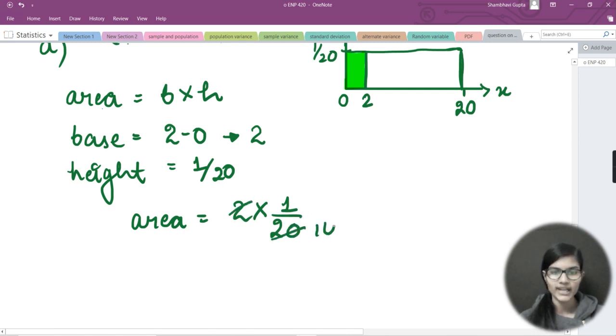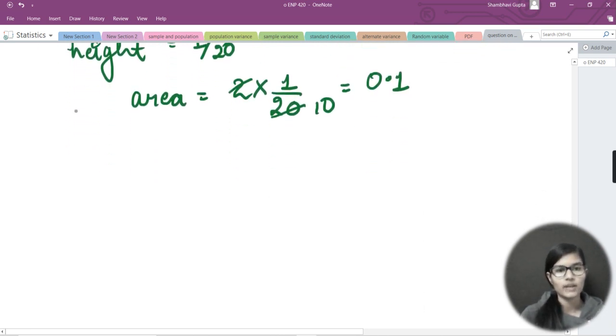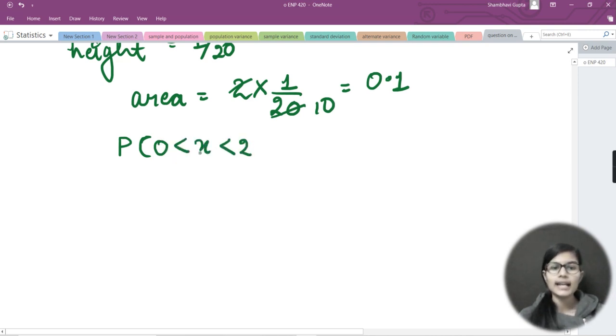So this is 1 by 10, and when we write this in decimal, it's going to be 0.1, right? Because the decimal value of 1 by 10 is 0.1. So just see the way I'm writing it here. Let me take it down, and now I'm going to write it as probability of x between 0 and 2. So what was the condition? That our x should be greater than 0 and less than 2. So the probability of x between 0 and 2 is equal to 0.1, right?